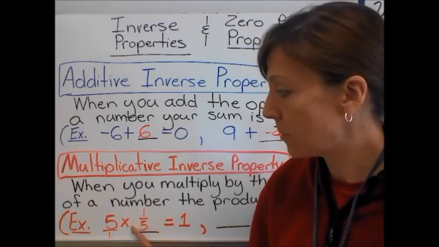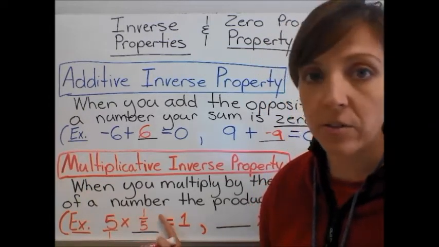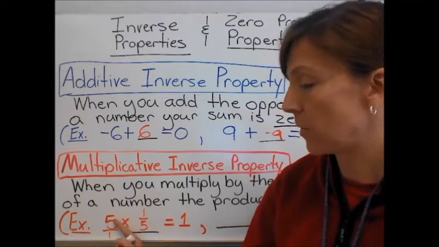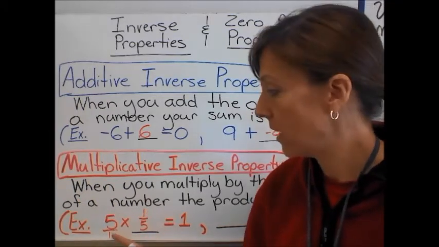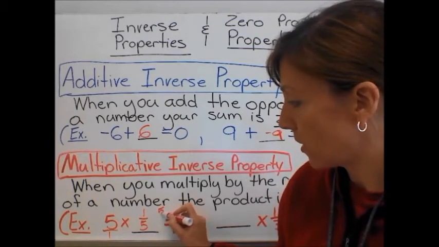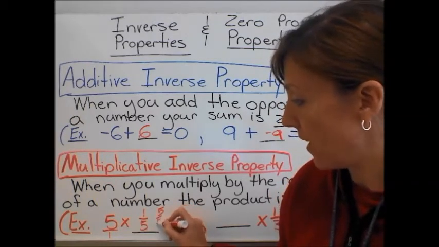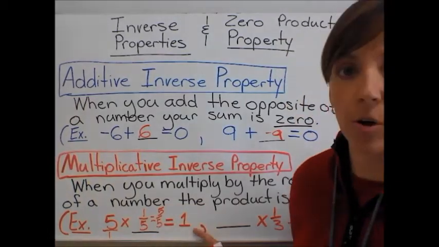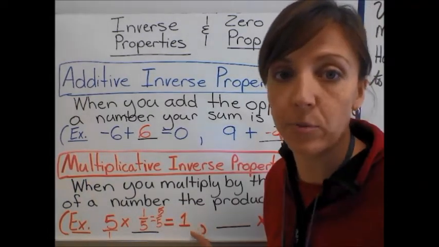When you multiply numbers, you multiply the numerators and then the denominators. Well, what do I get when I multiply 5 times 1? I get 5. 1 times 5 is 5. So 5 times 1 is 5. 1 times 5 is 5. 5/5 equals a whole. 5 divided by 5 is 1 whole.